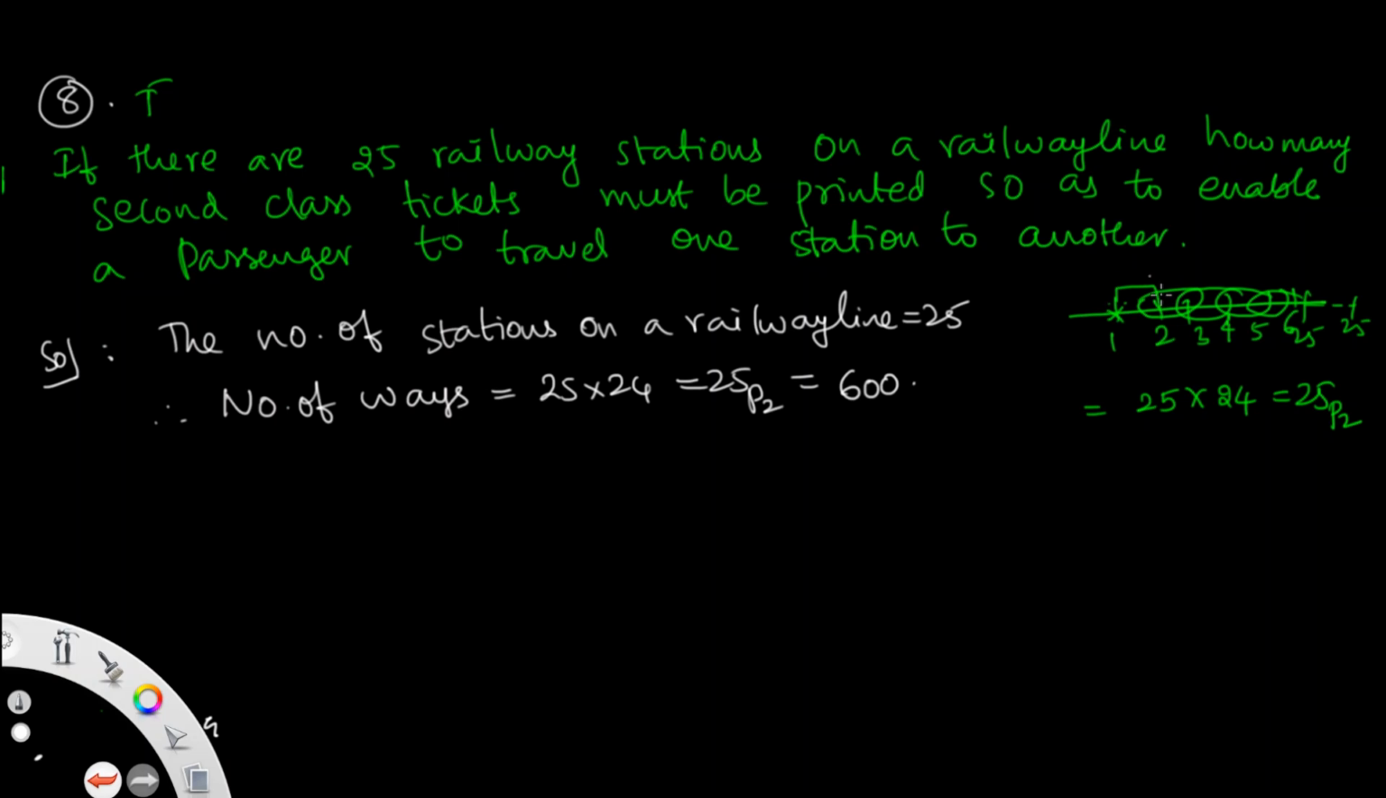To travel from the first place, there are 25 ways, since 25 stations are there, so 25 arrangements. From one place to another means the consecutive terms, denoted by n minus 1 ways. So that is 25 into 24, which is 25P2. So that is the answer. Now question number 9.